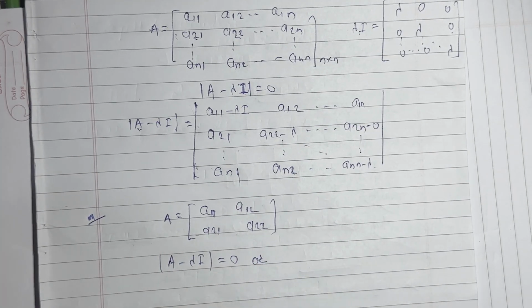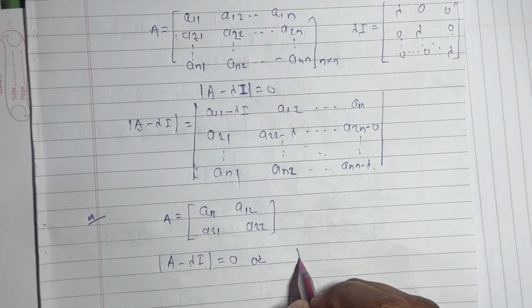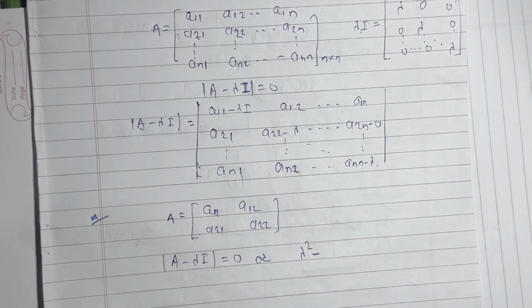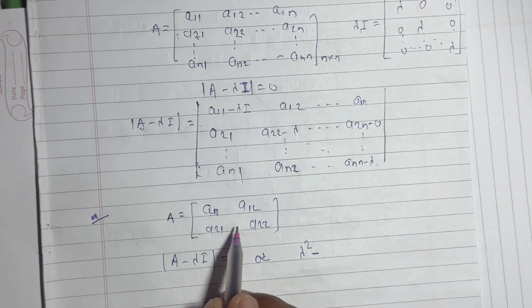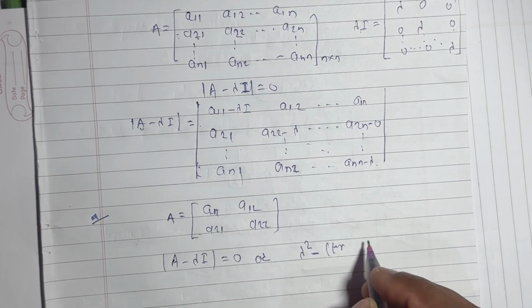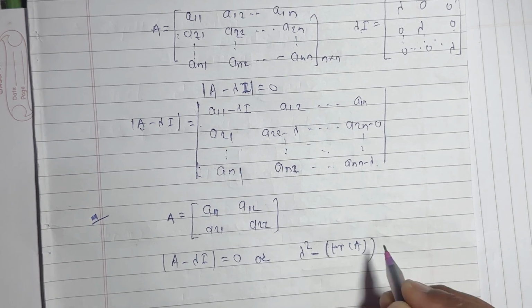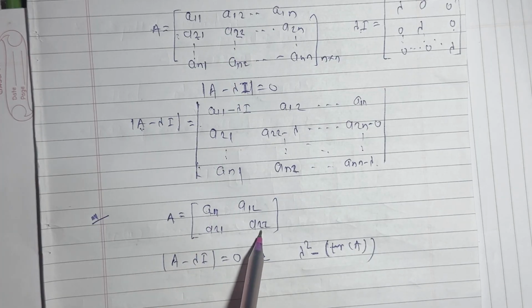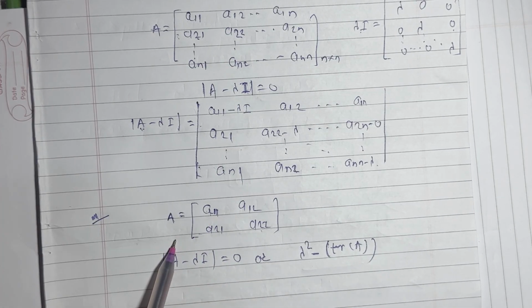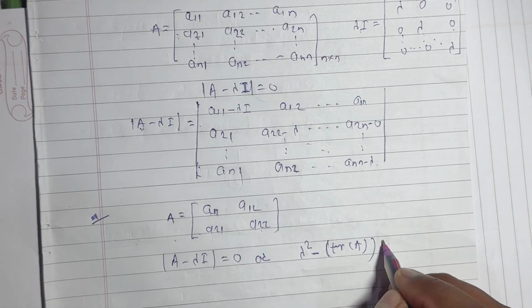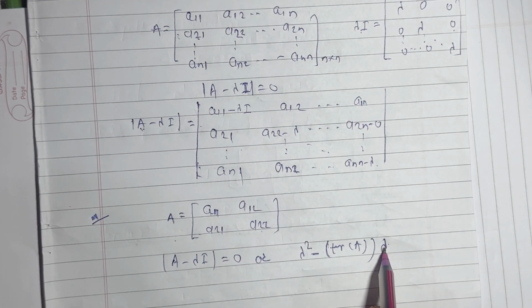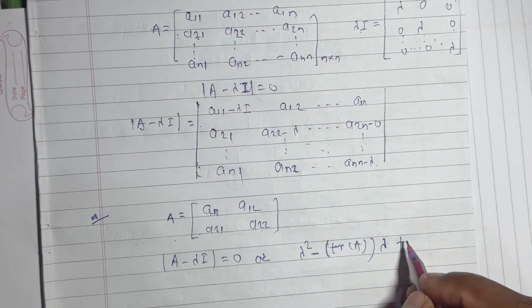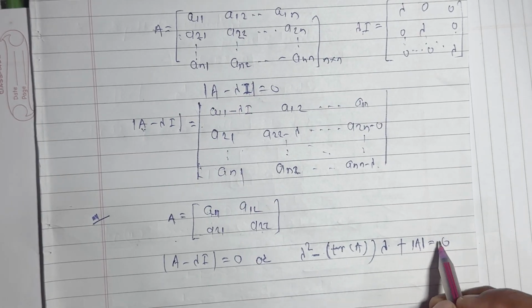You can write the characteristic polynomial as λ² minus the sum of the diagonal elements, that is the trace of A, times λ. The trace of A means A11 plus A22. So it is λ² minus trace of A times λ, plus the determinant of A, which is equal to 0.